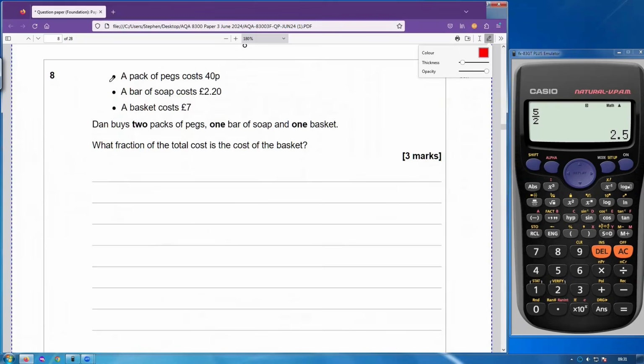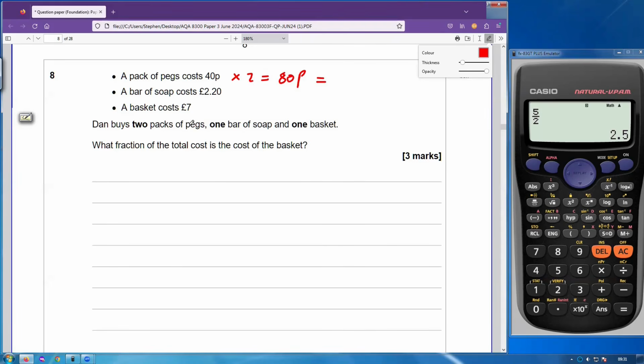Okay. Question 8. A pack of pegs costs 40p. A bar of soap costs £2.20. A basket costs £7. Dan buys 2 packs of pegs, 1 bar of soap, and one basket. What fraction of the total cost is the cost of the basket? Let's work out the total cost first. He's got 2 packs of pegs, they're 40 pence, so that's times 2, which equals 80 pence.